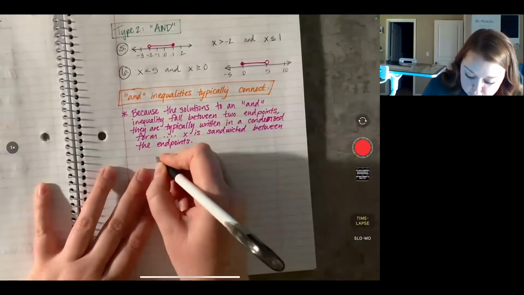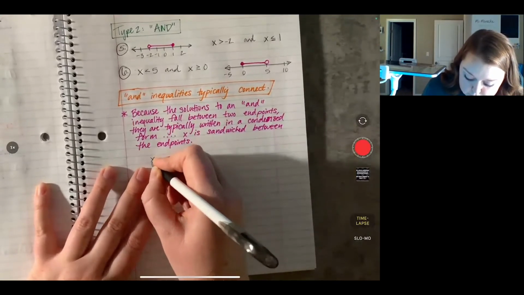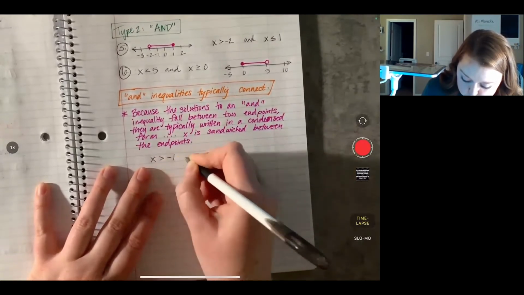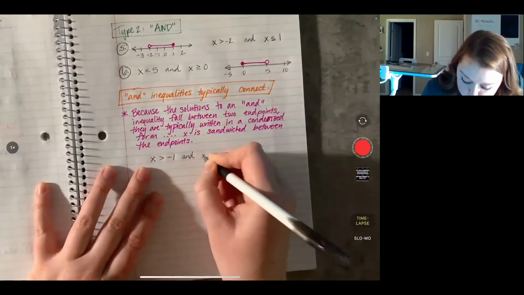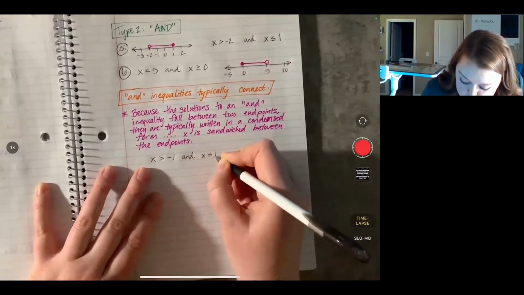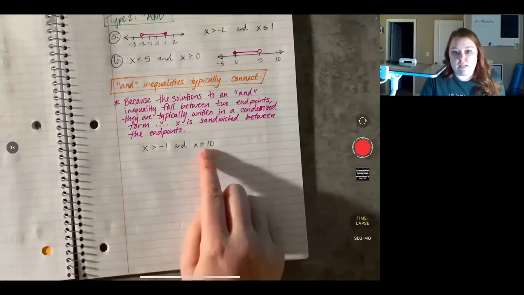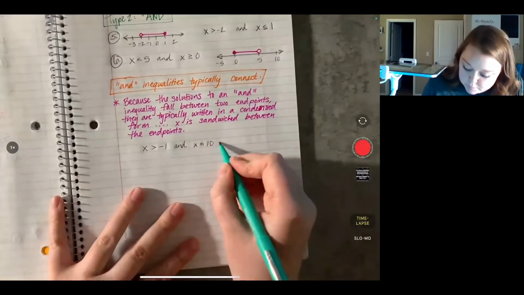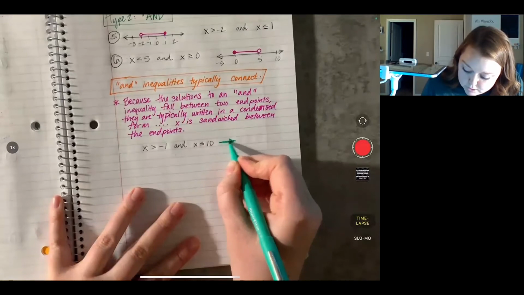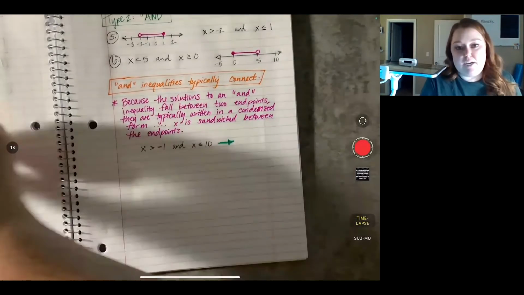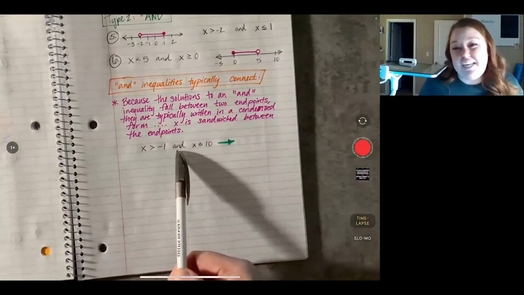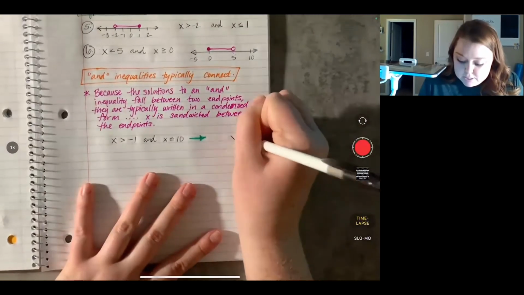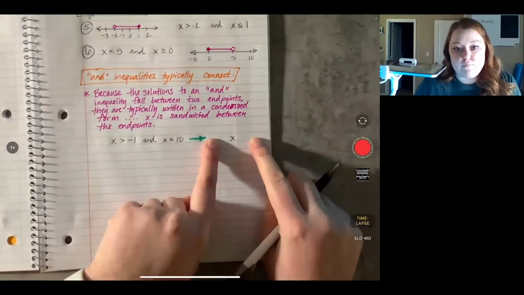If we said x is greater than -1 and x is less than or equal to 10, let's say that's our and inequality. We would actually write it in a different way. I'm going to put a big arrow sign. I'd say 80% of the time, maybe even 90%, you wouldn't see it written with the word and. You would see x sandwiched between the two endpoints. So here's how you do it.